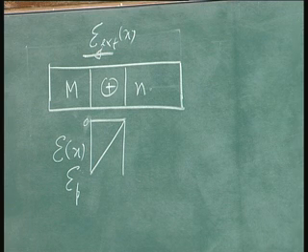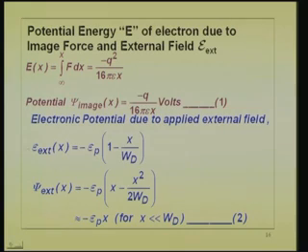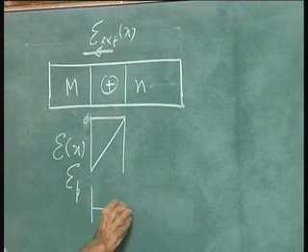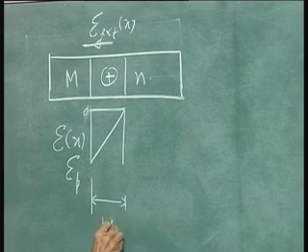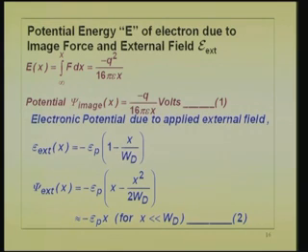So, now E external is, in fact, this is E external peak, the peak value. Okay. So, what we are plotting there is the peak value into 1 minus x by W_d, where W_d is actually the depletion layer width. This is W_d. Okay. This is a standard equation for the electric field, the peak value into that.